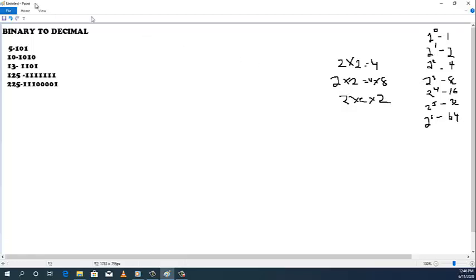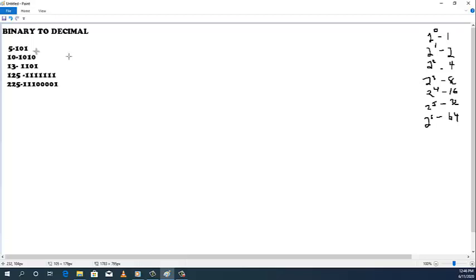So we need to know the powers of 2 table. That's the first secret. Then the next thing we have to know is how to calculate now. I'm sorry, my mouse here is a little bit slippery. I need the mouse for working out, otherwise it will be very difficult.